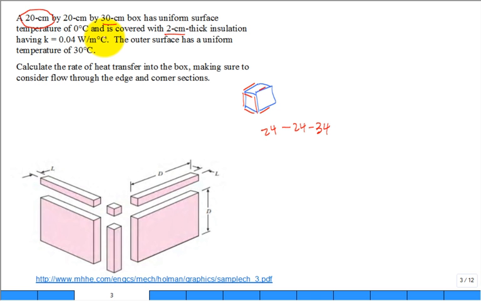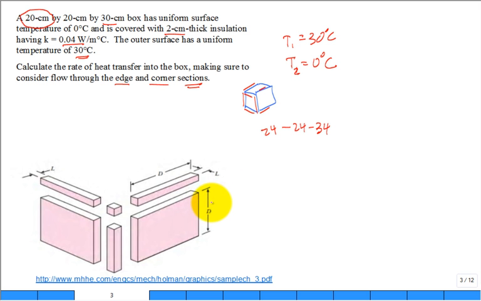It's insulation in between. The thermal conductivity of the insulation is given, and the temperature on the outside is given to be 30 degrees. So 0 degrees temperature on the inside, or if you want to call that T2, and then T1 on the outside is 30 degrees C. So what drives the flow? That temperature difference. You're asked to calculate the rate of heat transfer from the 30 degree outside to 0 degree inside, making sure to account for the flow through the edges and the corner sections of the box.